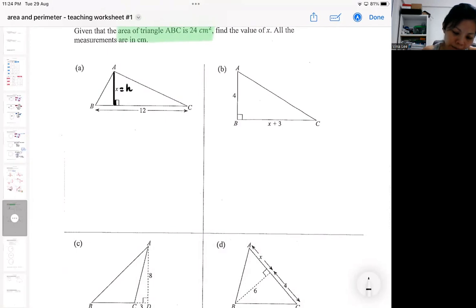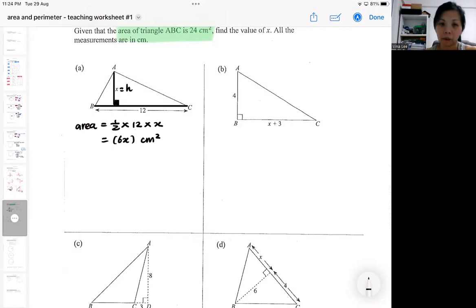So I need my height and base. This is my height, and this is my base. Height and base must be perpendicular. So my area will be half times 12 times x, which gives me 6x. Label and units. And I'm going to let the algebra be 24, because the question says it will be 24. From there, you treat it like a linear equation. So you do the label and the units first, but you do it in algebra.